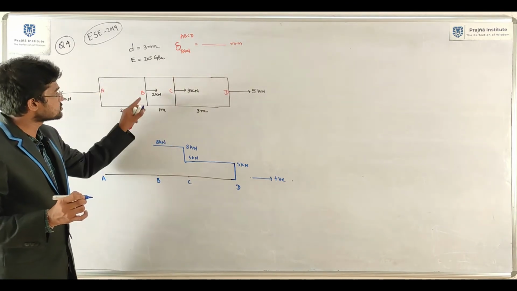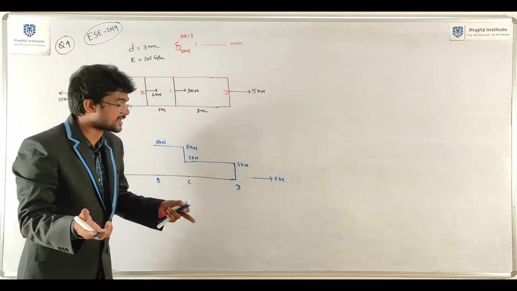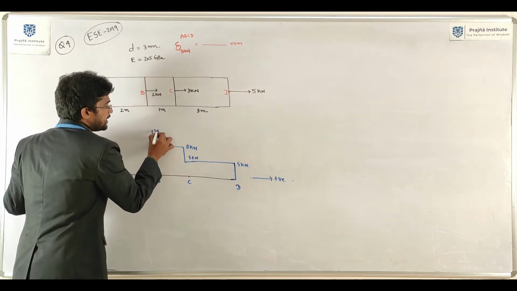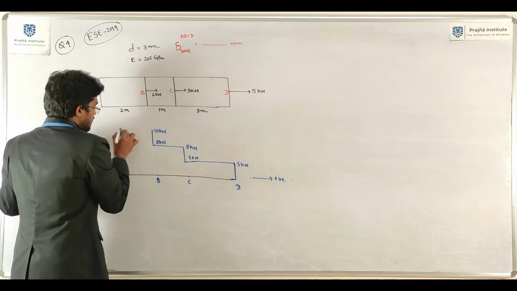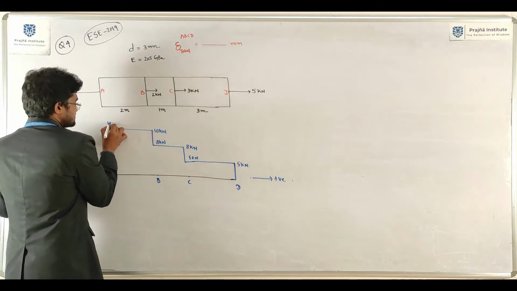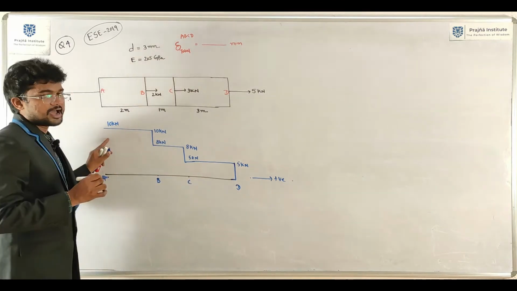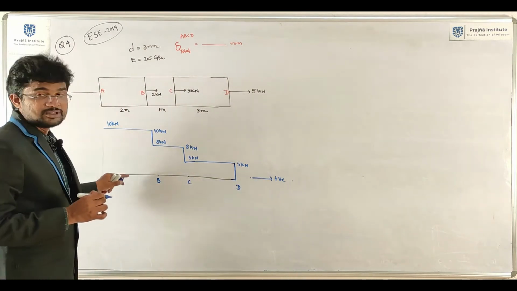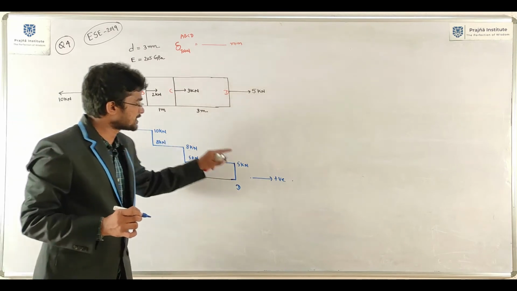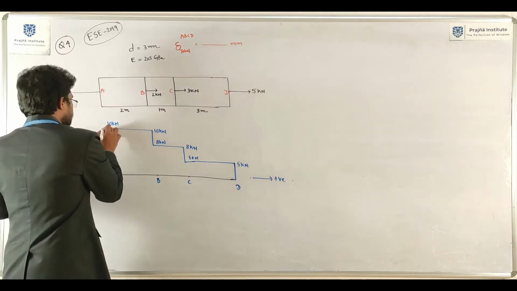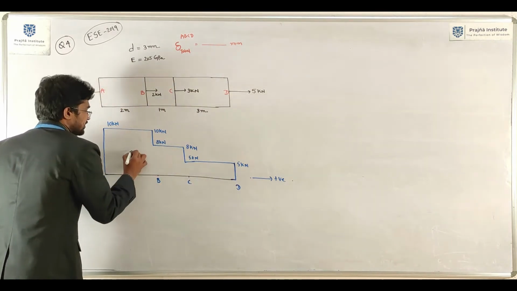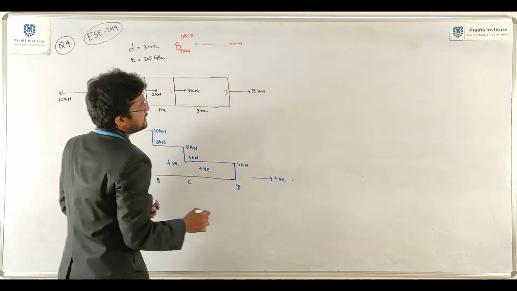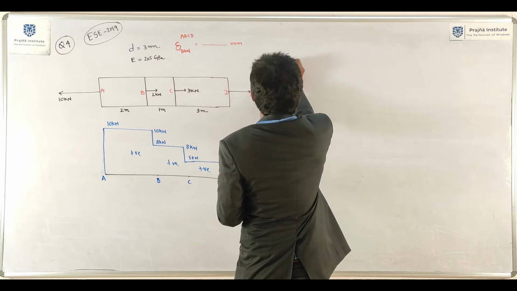Now I am here, I have seen the load, both are acting in the same direction. That means we need to move up again 2 kilonewton. Come up to here, this is 10 kilonewton. Now I am here, I have seen the load, both are acting in the opposite direction. That means we need to move down by 10 kilonewton. Everything is positive. Now delta total we need to calculate.